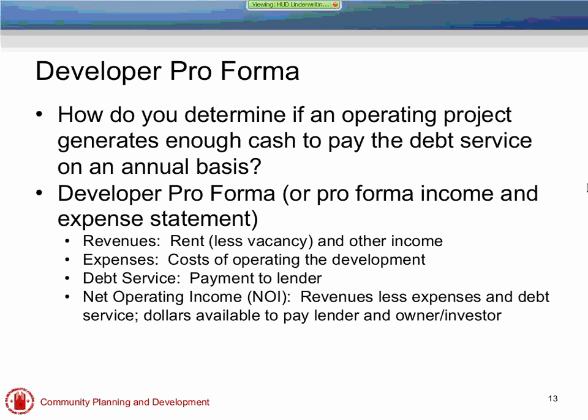subtracting that out to come up with our net operating income. So that's our bottom line number. So it's our revenues minus our expenses and our debt service, and so that's going to be dollars that are available to pay the lender and our owner or investor. So we can look at a little bit more detail of our pro forma here.